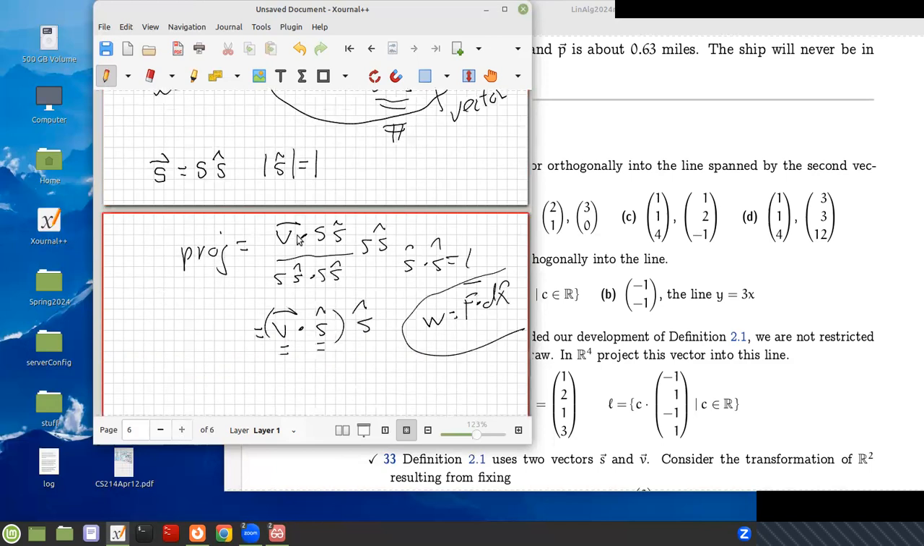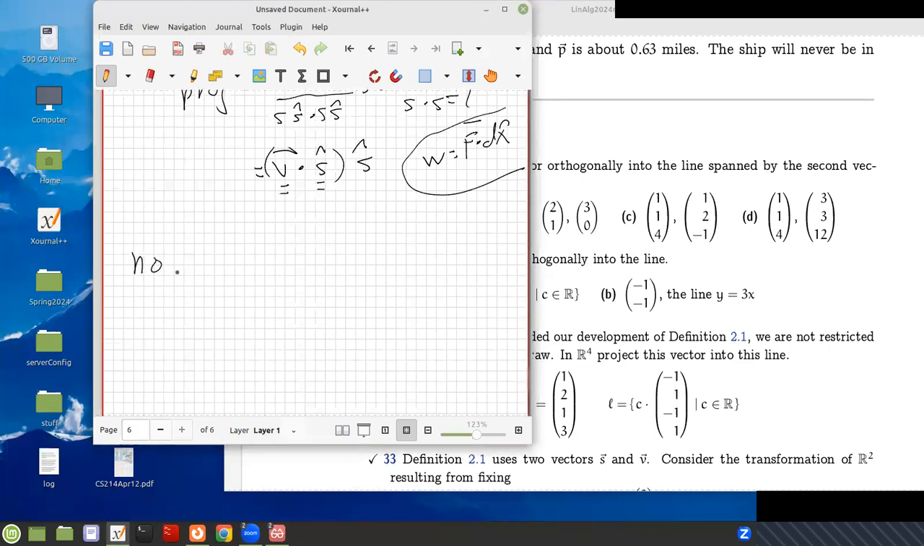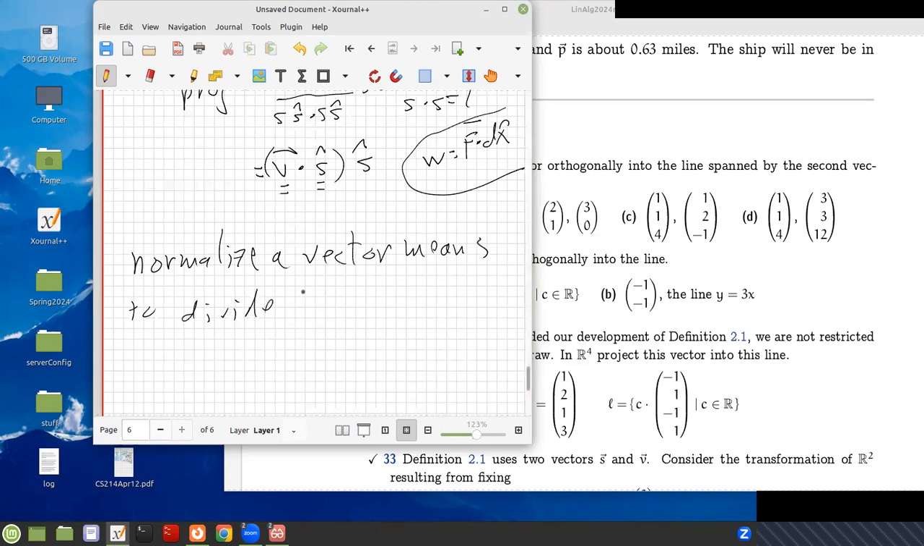We could normalize. I have used the word normalize. To normalize a vector means to divide by its magnitude, by its length. So if I have V, its normalized form, which we could call V hat, is V over the magnitude of V. The point is that the magnitude of V hat equals 1. So normalizing a vector means dividing it by its length, so it becomes length 1.